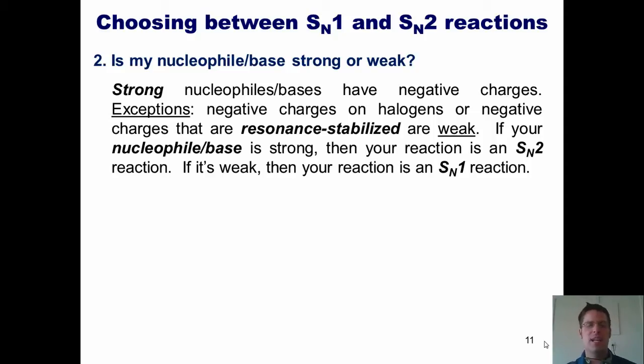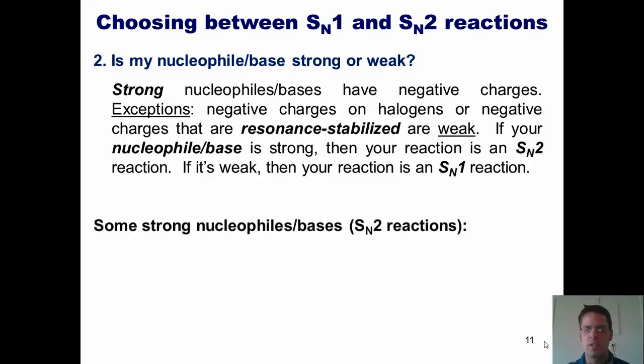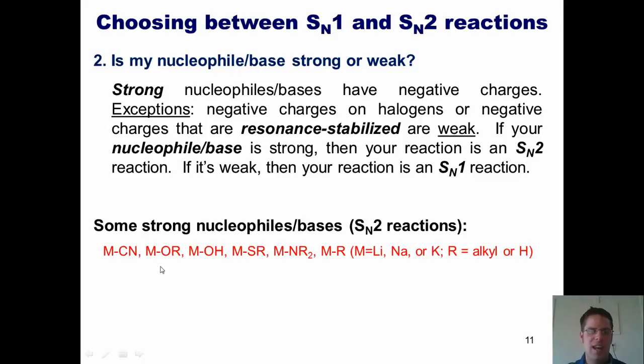Whereas if I've got a negative charge on a halogen, it's not going to be very strong. So here's a chart showing some examples of strong nucleophiles, which are once again going to be the guys who participate in SN2 reactions. If I've got M stuck to cyanide, OR, OH, SR, NR2, or R, where M is a metal, either lithium, sodium, or potassium, and R can be any alkyl chain, these are all extremely strong nucleophiles.